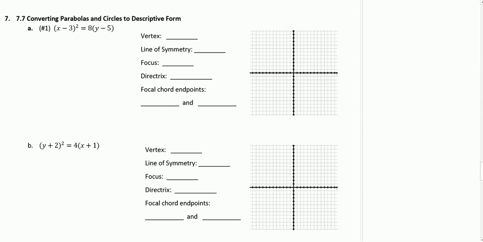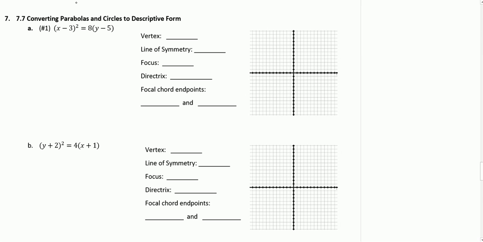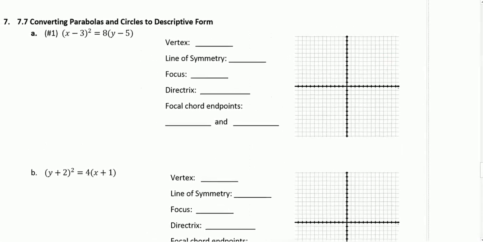Number 7 is taken from section 7 on converting parabolas and circles to descriptive form. Part A is number 1 from our worksheet. And we are wanting to graph and fill out some other information in regards to this problem. So it's the x minus 3 that's being squared. We want that on the right side of the equation. Whatever's being squared should be on the right side. So I'm going to flip this around. 8 times y minus 5 is equal to, in parentheses, x minus 3 squared.